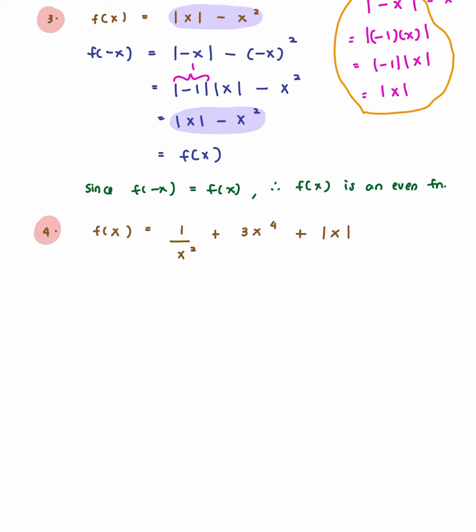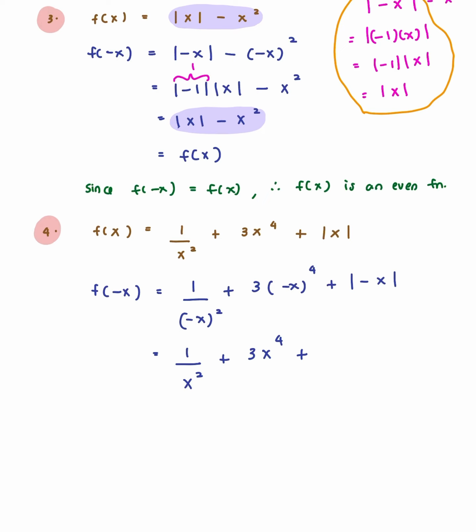Okay, last question, number 4. Determine whether the function is even or odd. So just substitute negative into the function. This one also: 1 over negative x squared plus 3 negative x power 4 plus modulus of negative x. Okay, and then simplify. 1 over negative x squared is 1 over x squared only, plus 3 negative x power of 4. If you have even power, your negative will be eliminated. So you have 3x power of 4 only, plus, okay, this one you have to split.